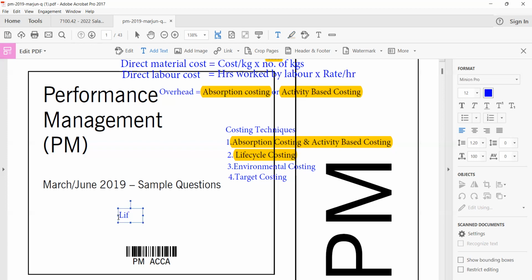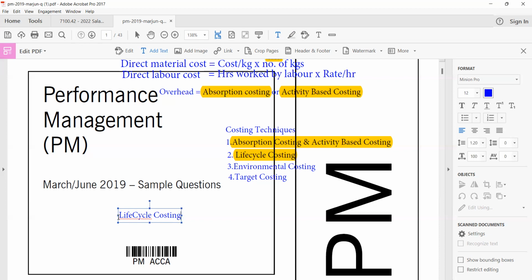Life cycle. Whose life is that? So you're going to cost somebody's life. Is that what it means? So life cycle costing is also a costing technique. But one thing you should know is that all these costing techniques at the end of the day help us to determine the cost of a product.